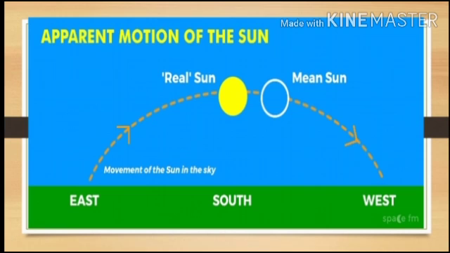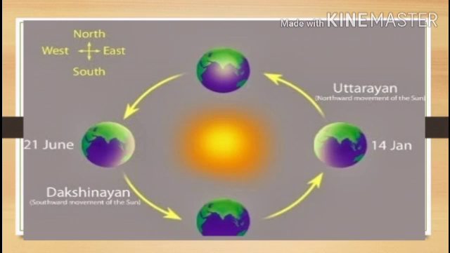You must have observed that the position of sun at sunrise appears to change on the horizon every day. Its position appears to move towards the north or south in the course of a year. However, in reality, the sun does not move anywhere. That is why this movement of the sun towards the north or south in a year is called the apparent movement of the sun.